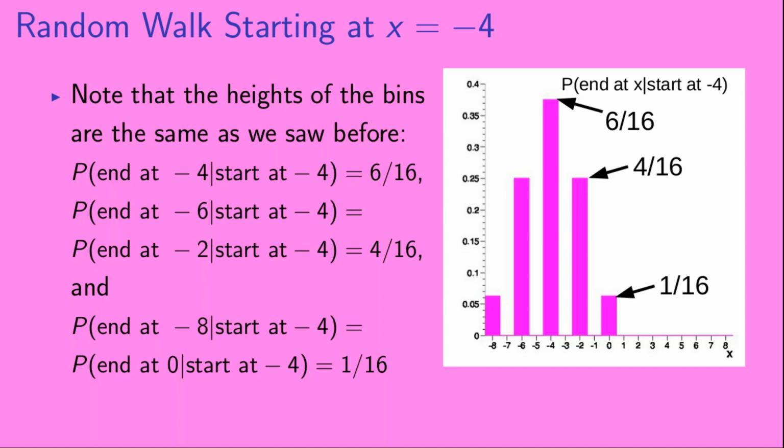So the probability that the object ends at minus 4, given that it started at minus 4, is equal to 6/16. The probability that it ends at minus 6, given that it started at minus 4, and the probability that it ends at minus 2, given that it started at minus 4, are both 4/16. And the probability that it will end at minus 8, given that it started at minus 4, and the probability that it will end at 0, given that it started at minus 4, are both 1/16.